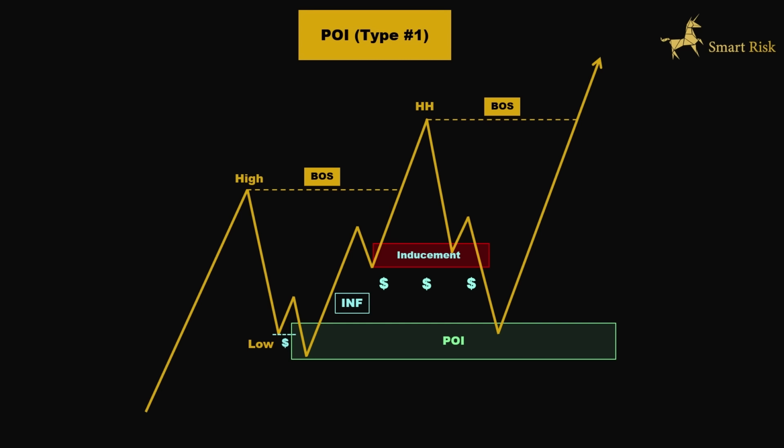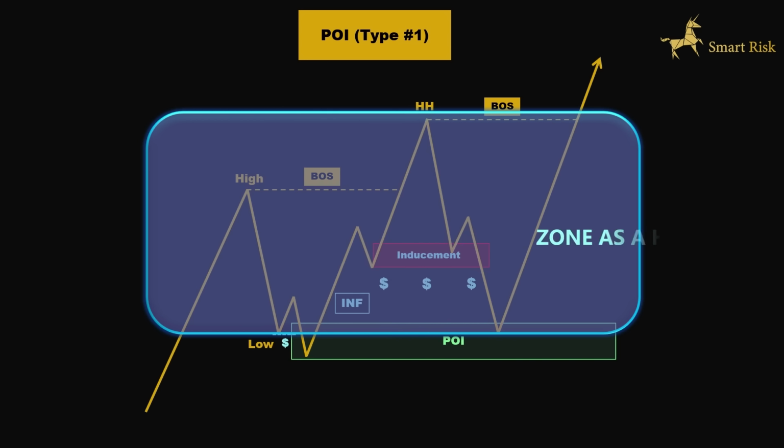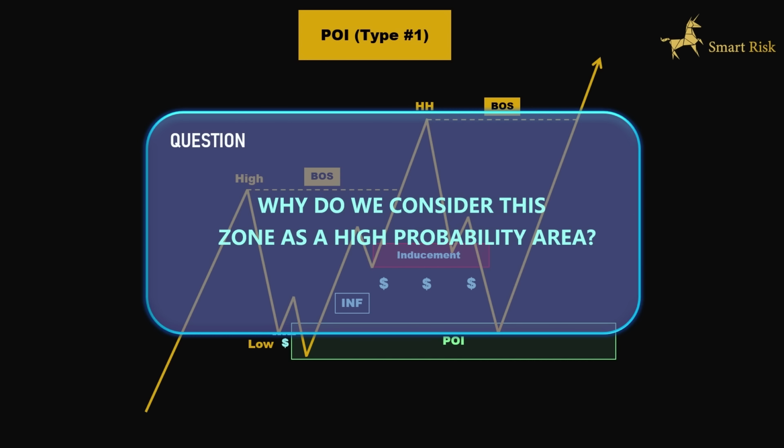Traders who have placed their stop losses within this liquidity zone are providing a potential fuel source for the market's momentum. At the extreme point, we can see that price moved lower, sweeping the liquidity below this low. Subsequently, the price reversed to the upside and eventually broke out of this structure. In this scenario, the zone containing the last selling candle becomes our high probability POI, indicating a strong potential for a price reversal. Why do we consider this zone as a high probability area?